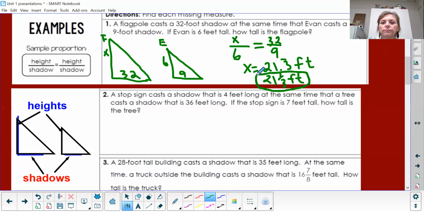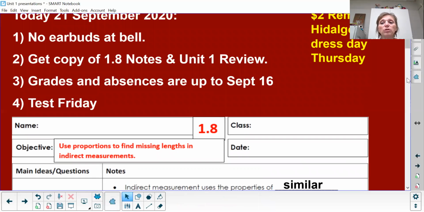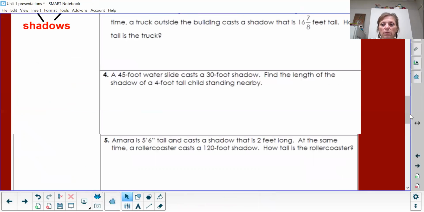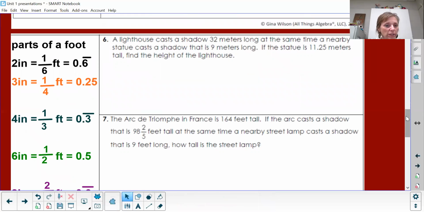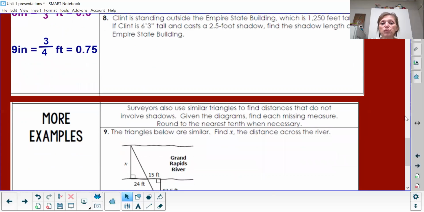Now for the next one, draw these generic triangles and make sure you can put the right numbers in the right place. Remember, shadows go on the ground and heights are actually vertical. And what I'd like you to do is, the answers are in the stream, so I want you to stop the video or leave it on, use these parts of a foot, and work problems 1 through 9. Again, the answers are in the stream.